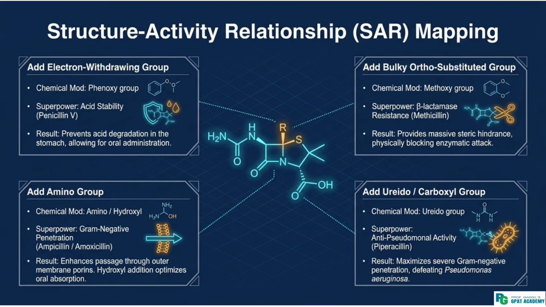Hydroxyl group on the phenyl ring, as in the amoxicillin, leads to better oral absorption than ampicillin. Ureido group, as in the piperacillin, leads to broad gram-negative activity, including the Pseudomonas. Next is the stability and the degradation. In the acidic pH in the stomach, the penicillin G is acid-labile and degrades to inactive penicillenic acid.